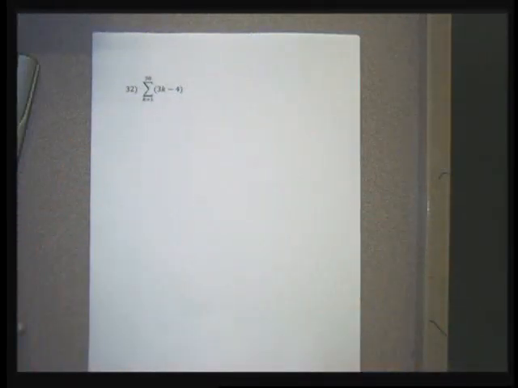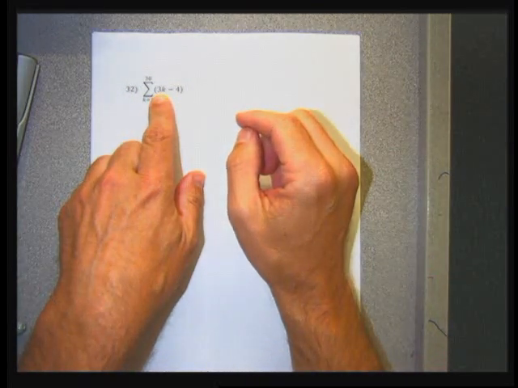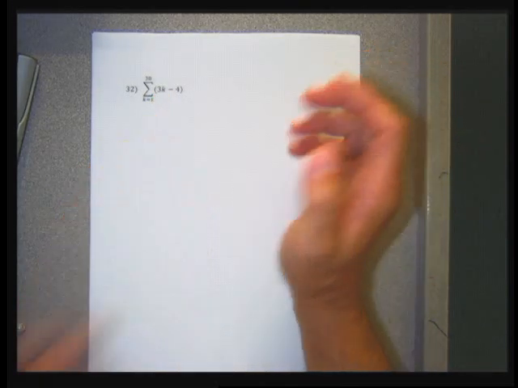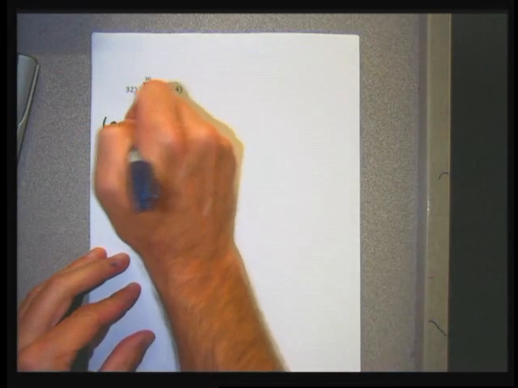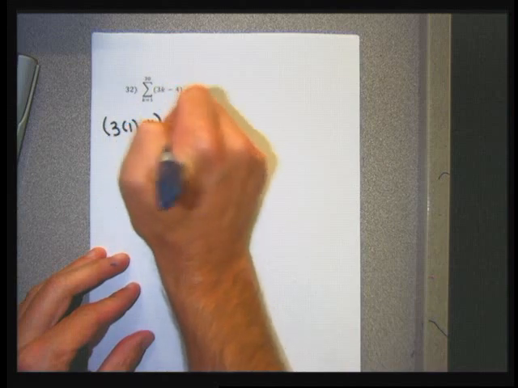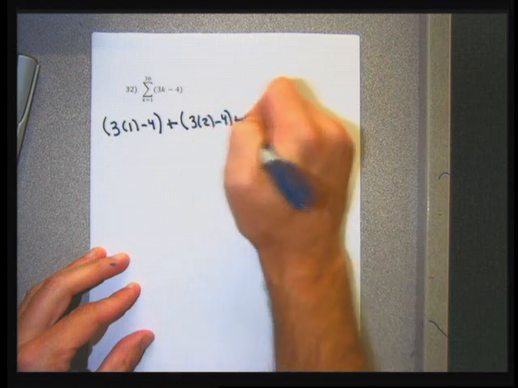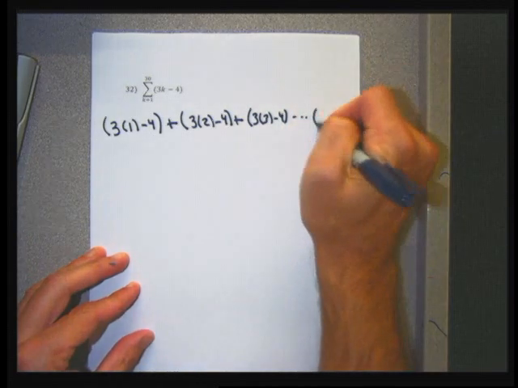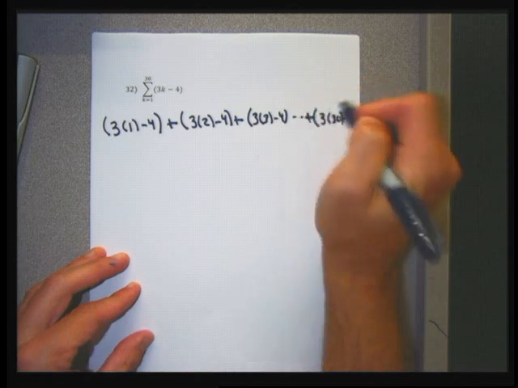Problem 32 wants me to find the sum, and it's going to be an arithmetic sequence. This formula right there, because of the number to the left of the k, tells me the common difference between the terms is going to be 3. If I plug 1 in, I'll get the first term. So really, it wants me to plug 1 in for k, get a number, then plug 2 in for k, get a number, plug 3 in for k, get a number, all the way up until I plug 30 in for k, get a number, and then add all those numbers up.